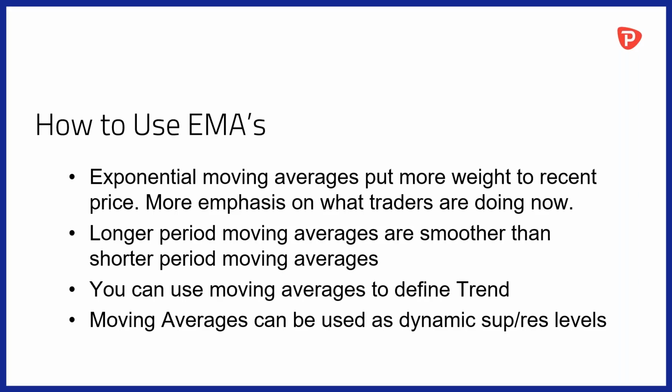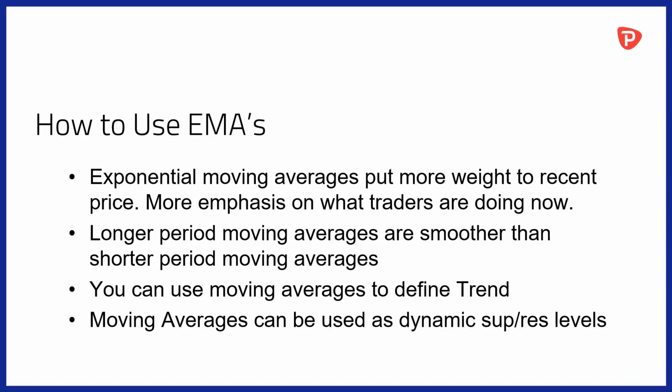Exponential moving averages are one that we use, and the reason we use them is because they put more weight to recent price and more emphasis on what traders are doing now. And that becomes important when we're looking at something like intraday trading strategies, because if we're trading in the day and we're not trading over a longer term, we need to know what the traders are doing now, not what they are going to be doing tomorrow, or over the next couple of weeks.